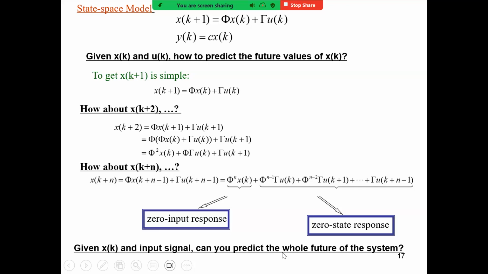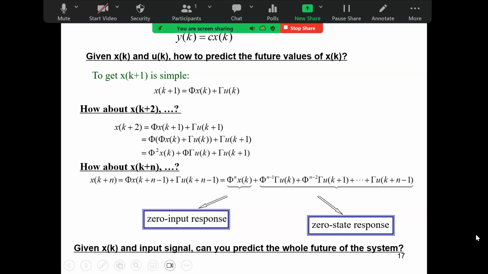Now you can tell me: if you are given x_k and the input signal, can you predict the whole future? You already have the formula. Yes, indeed. So that is another way we verify that yes, this is indeed the correct state space model.